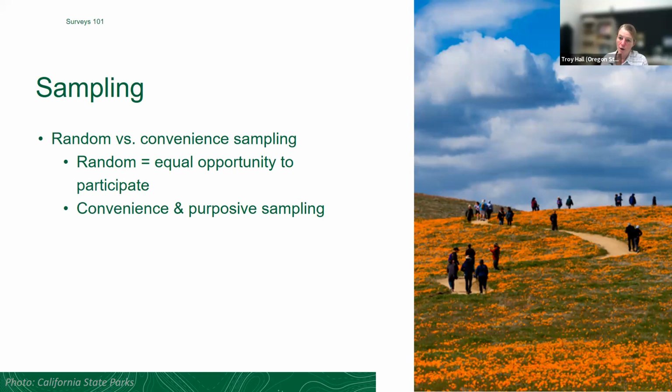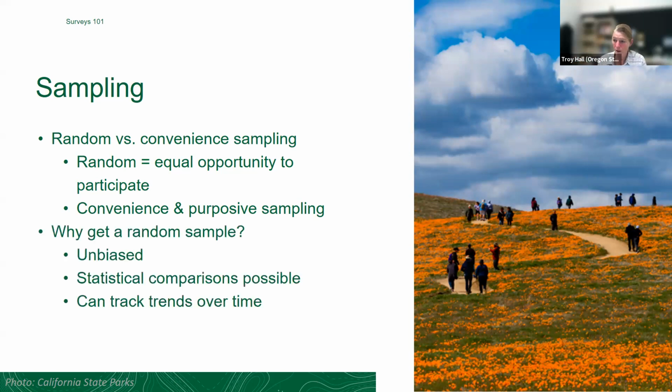Purposive sampling would be targeted sampling, where we're intentionally looking to certain kinds of users or certain folks. But with both convenience and purposive sampling, because we don't know if they're representative, it's really not appropriate to use inferential statistics with them. So why is a random sample the gold standard?